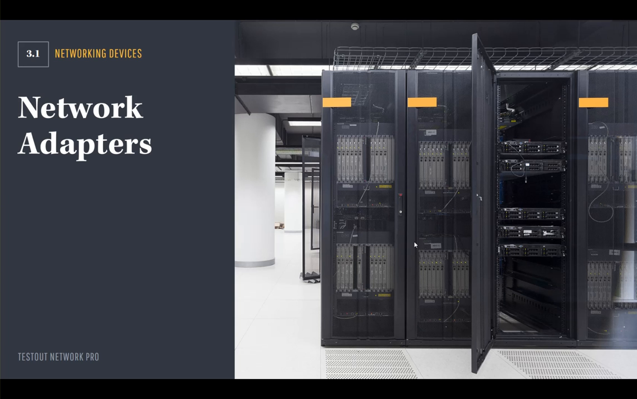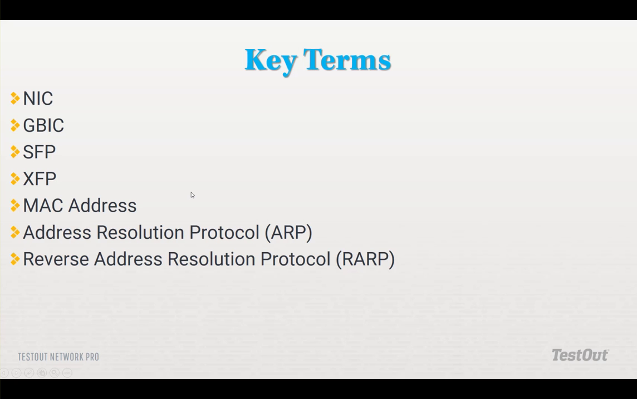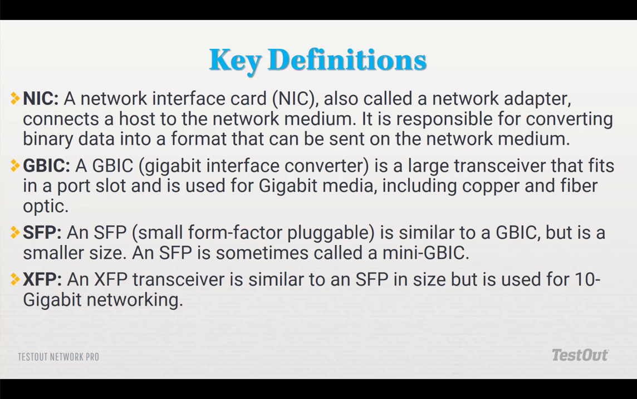So we're talking about network adapters in here, and these are terms that you need to know: NIC, GBIC, SFP, XFP, MAC address resolution, which is ARP, and reverse. Mostly you're going to hear NIC as a network interface card, and the others are going to be explained in the upcoming slide. A network interface card is what you use to connect the cable to the actual network, whether it be Cat5, fiber, or something else.